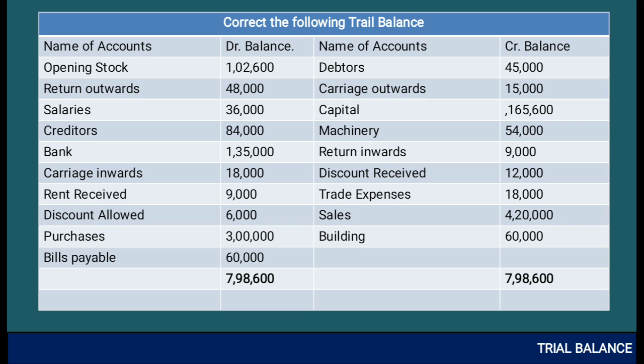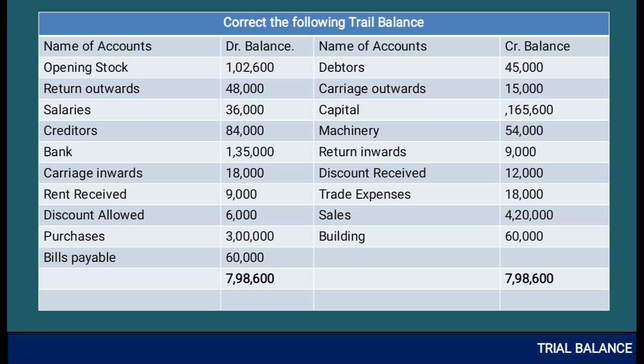So there are some mistakes, and you have to rectify them with your knowledge. Okay, so here first we have to check. Opening stock is an asset, so the opening balance of assets we can write on the debit side. Return outward means purchase return, and purchase return is a kind of income, so we have to write it on the credit side.